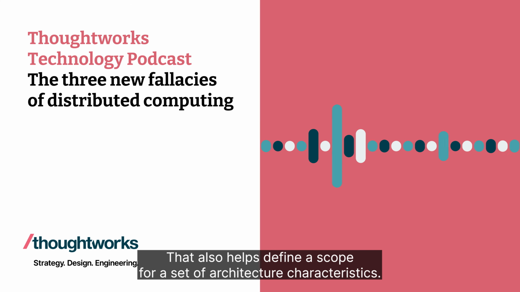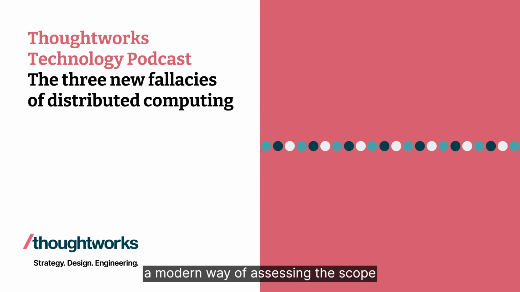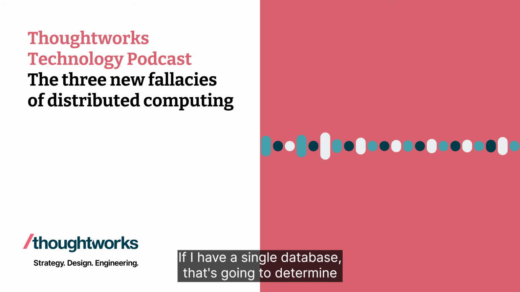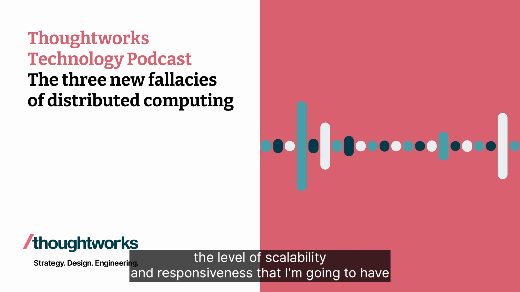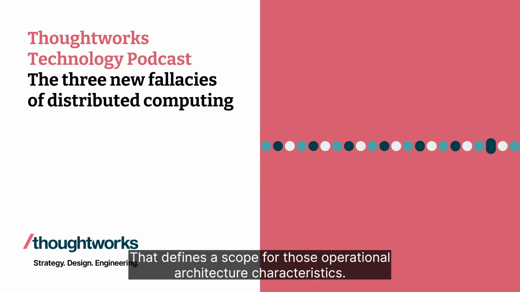And that also helps define a scope for a set of architecture characteristics. And so that's what this quantum idea has really become: a modern way of assessing the scope for a set of particularly operational architecture characteristics. Because if I have a single database, that's going to determine the level of scalability and responsiveness that I'm going to have in this particular service. And so that defines a scope of those operational architecture characteristics.